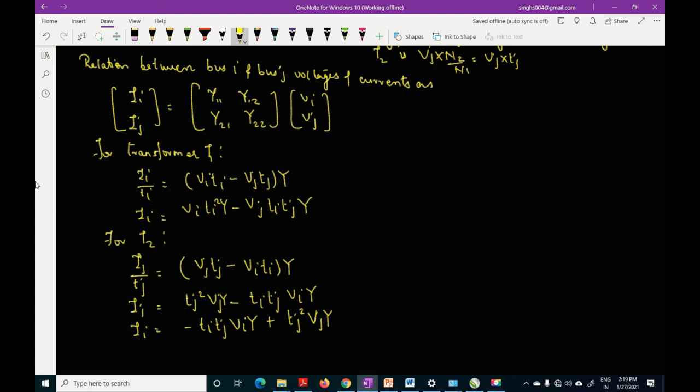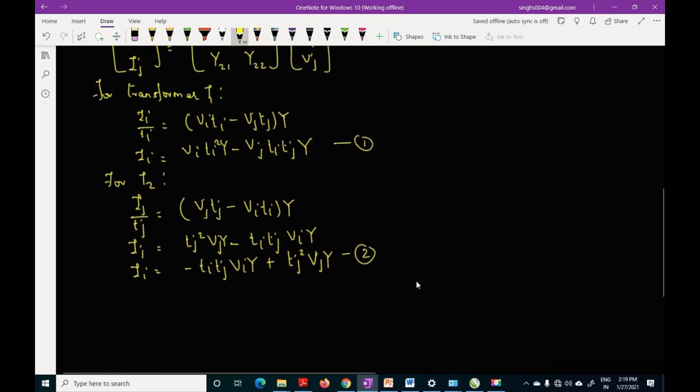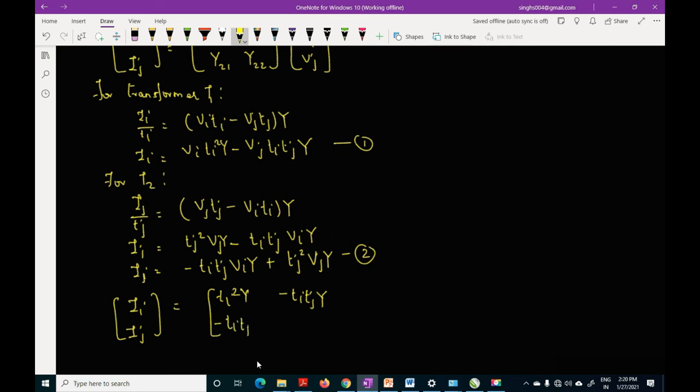If now I number this as equation 1 and this as 2 and put both these equations in matrix form, what we will get is Ii, Ij equals, we get this as Ti square Y, minus Ti Tj Y, minus Ti Tj Y, Tj square Y, multiplied by Vi, Vj.